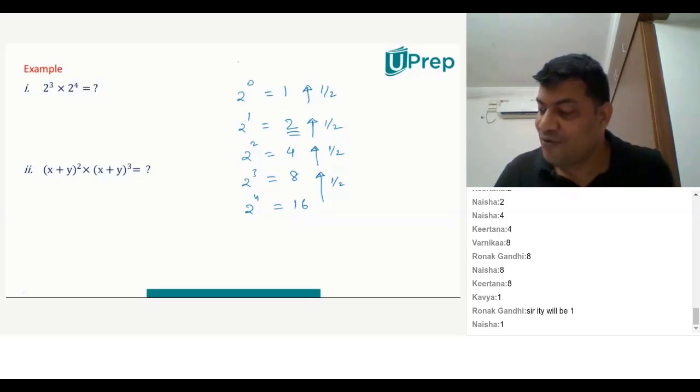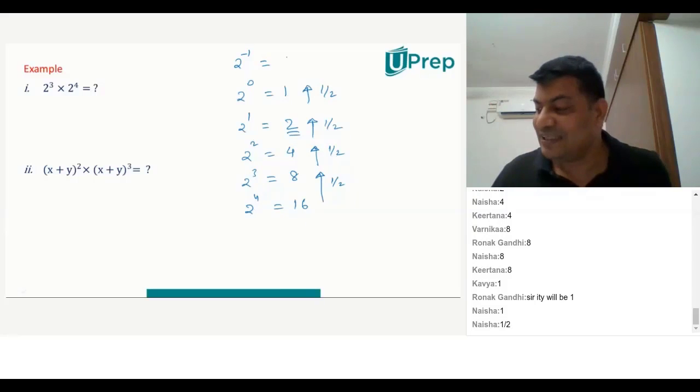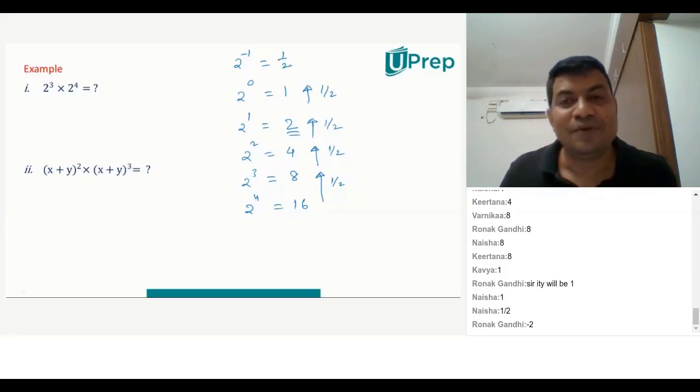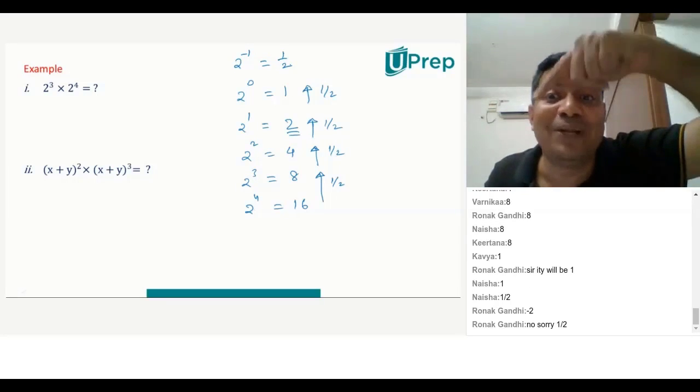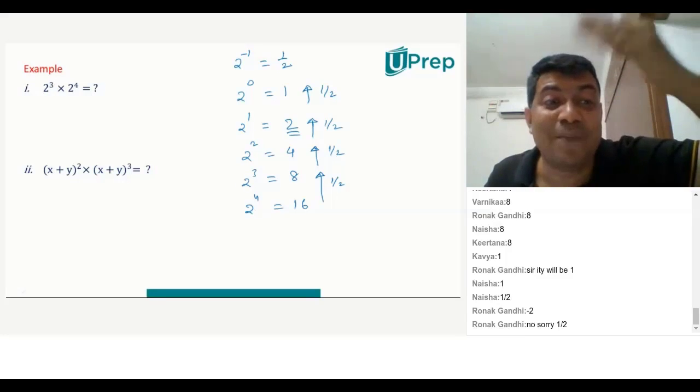Now 2 power 0. Now tell me 2 power minus 1. What's the pattern? Once again, I'm going down 4, 3, 2, 1, 0, minus 1. So 1 should be halved. That's the reason this will be 1 by 2. If you halve 1, it will become 1 by 2. That's another way of learning why 2 power minus 1 is 1 by 2.